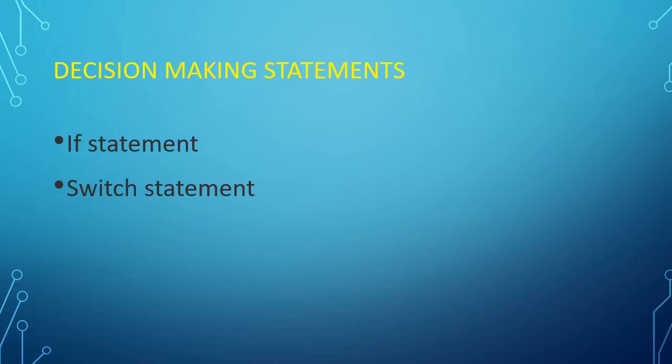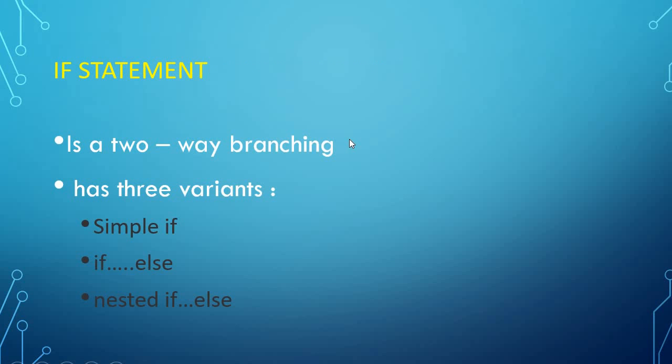We have two decision making statements in C. Those are if and switch. If is a two-way branching, that is, when the condition is met, we will be choosing a part of the code and skipping the other one. When the condition is not met, we will be choosing the other part of the code and skipping the previous one.